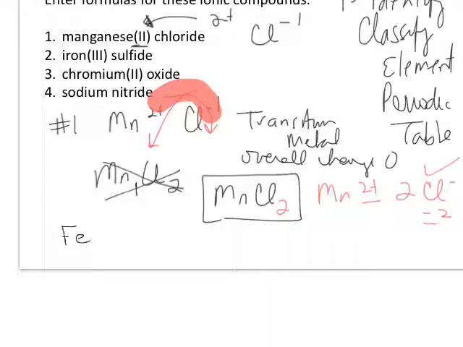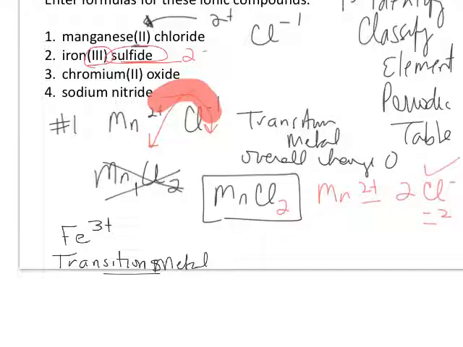Iron is Fe, and you need to classify or identify it so you know how to work with it, but it's a transition metal. So that means it can have a multiple charge. And as you can see here, it has a Roman numeral 3. So that means this is iron 3+. Now sulfide is in group 6A, so it has a 2- charge.